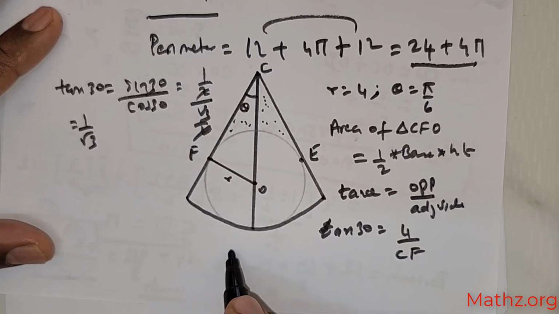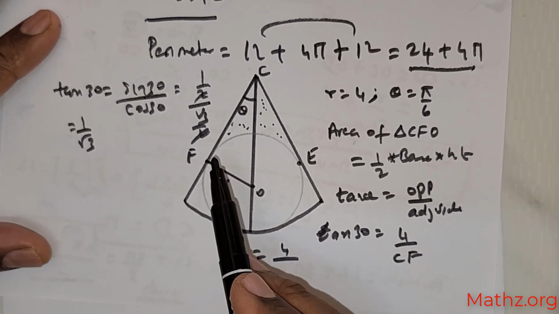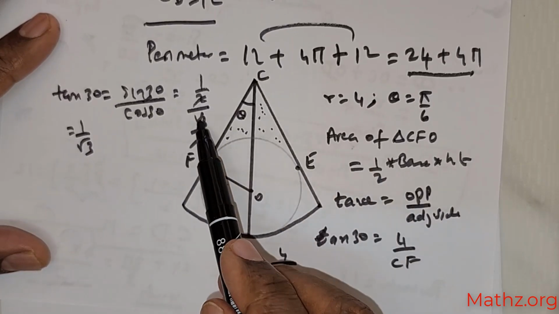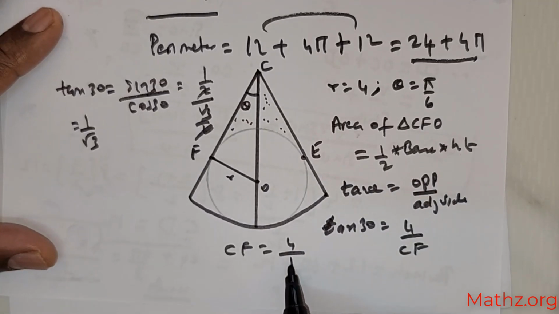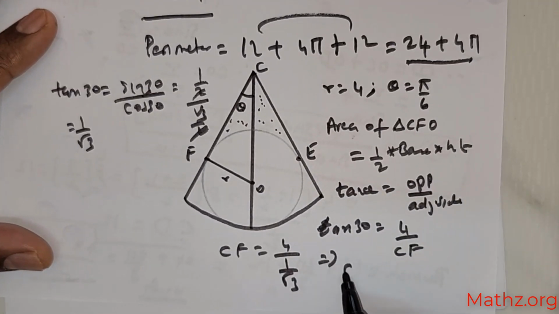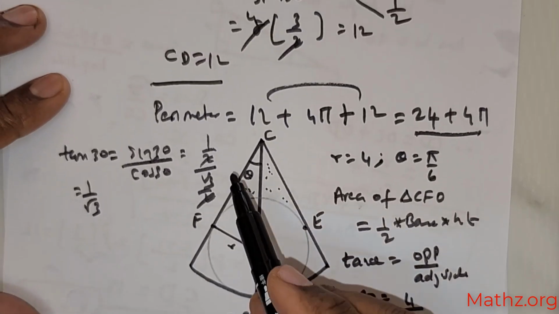So we need CF. So CF is equal to 4 over, and this is 1 over root 3, right? So I place 1 over root 3, which means CF is equal to 4 times root 3. So I've got this base.